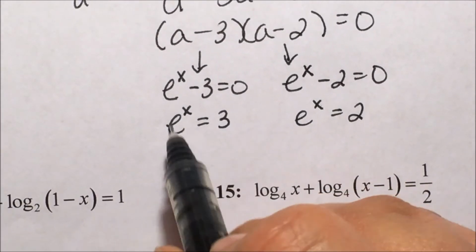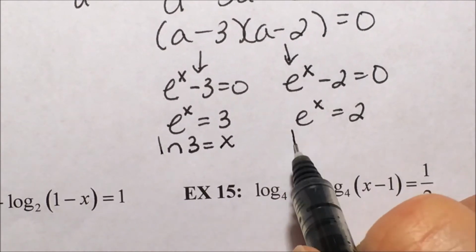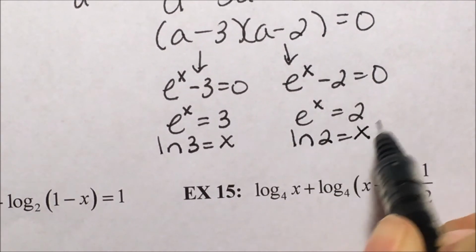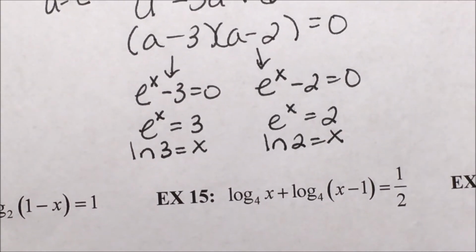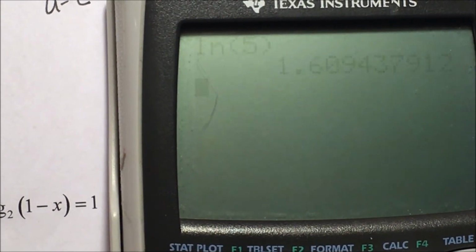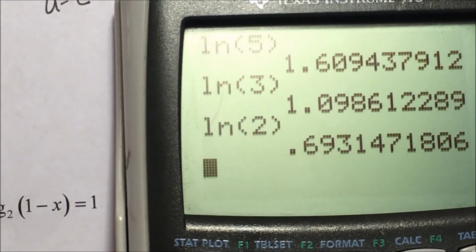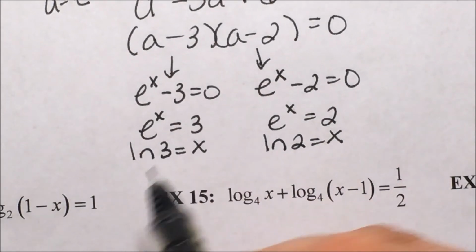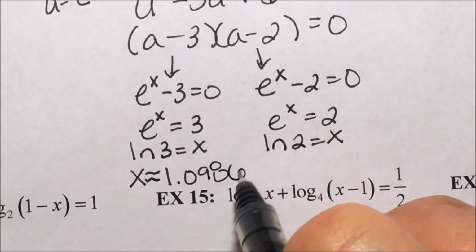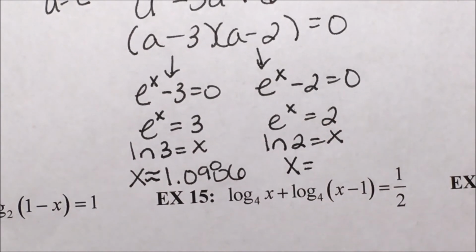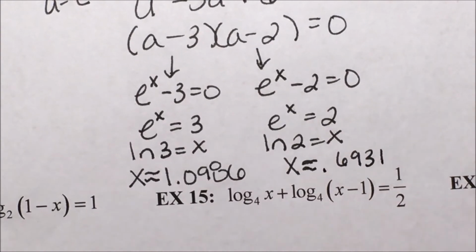That's the only difference. From here, we're going to change that to a log, so that's natural log of 3 equals x, and natural log of 2 equals x. Again, I'm rolling the log, just rewriting it. And we've got our two solutions. Those are the exact answers. Or, if you need them to be rounded, here's our rounded answers. There you go. So natural log of 3 is about 1.0986. And natural log of 2 is approximately 0.6931.